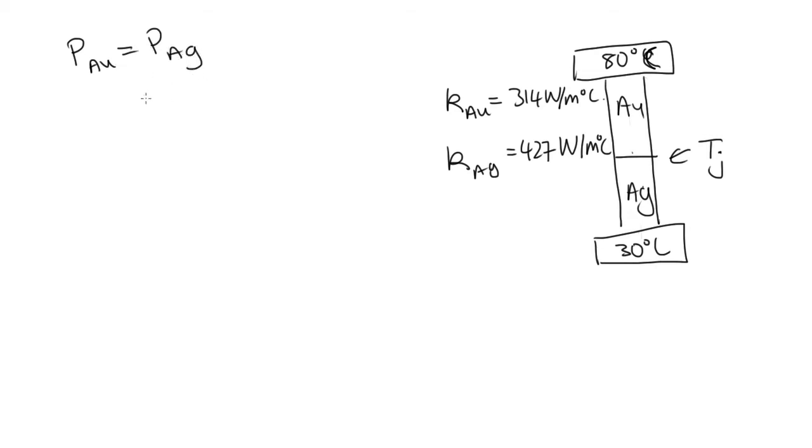Now all we need to do is substitute into our equations. So we've got P is equal to kA times the change in temperature over, well, in this case the length. We can say that these have length L if we want. They have the same length. Okay, so for gold, we've got k for gold times the surface area of the gold times the change in temperature. So this ends at 80 degrees C. This ends at Tj.